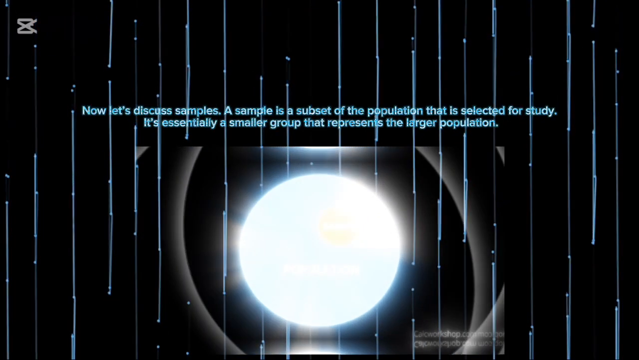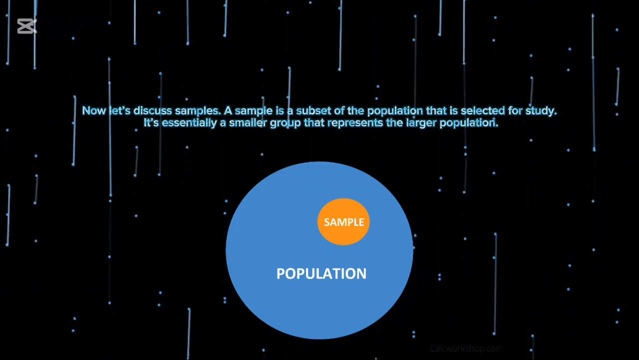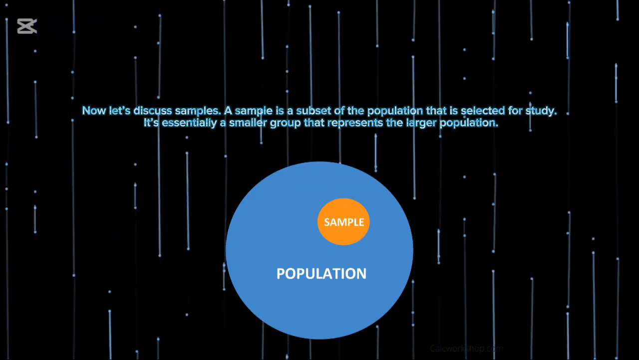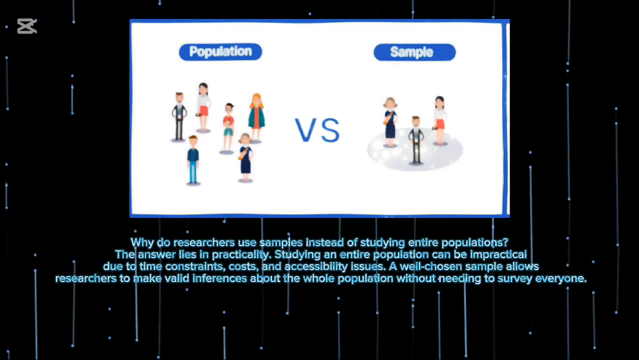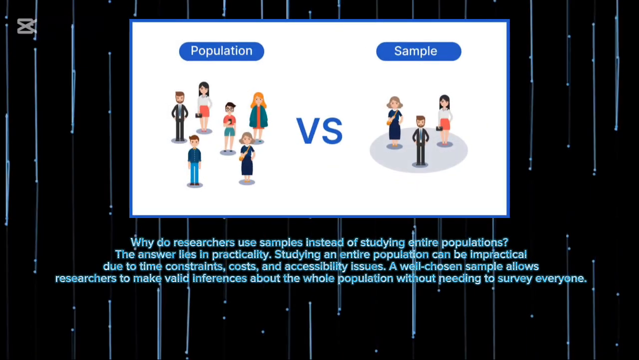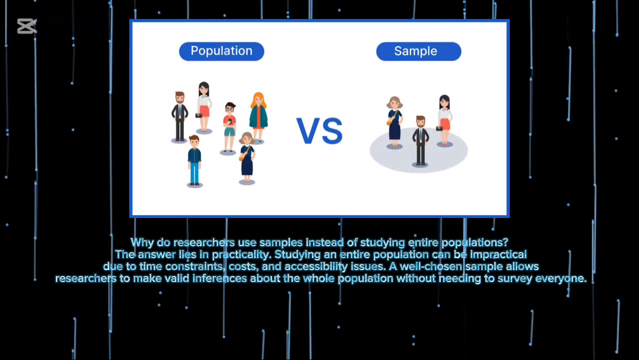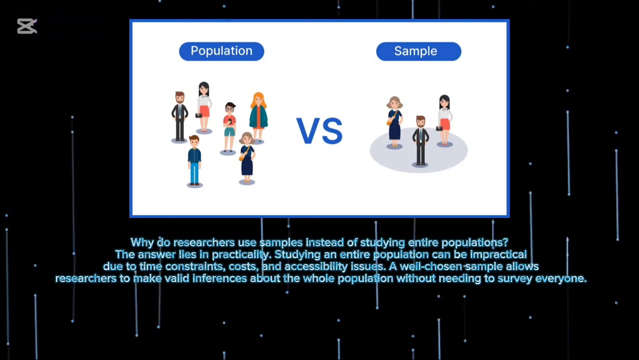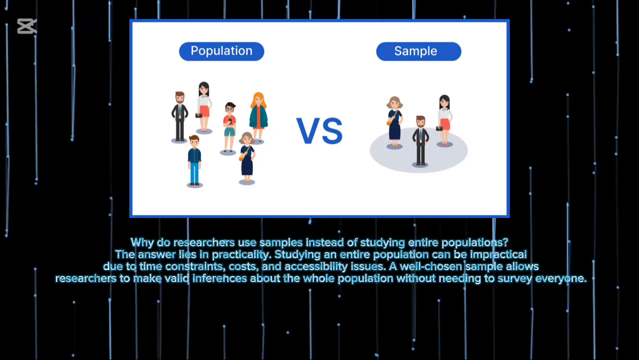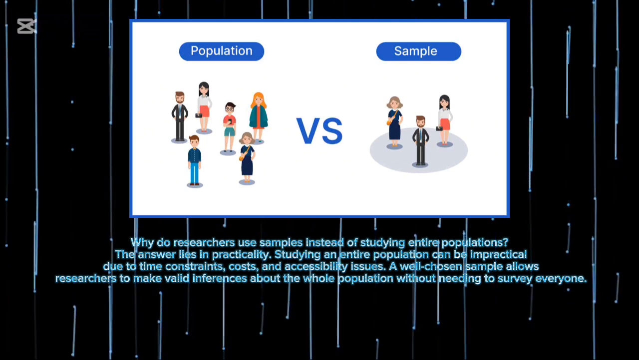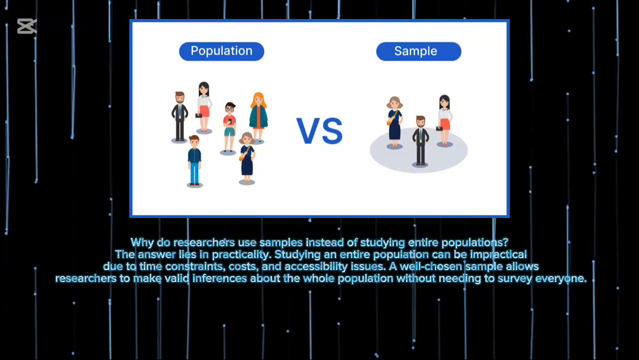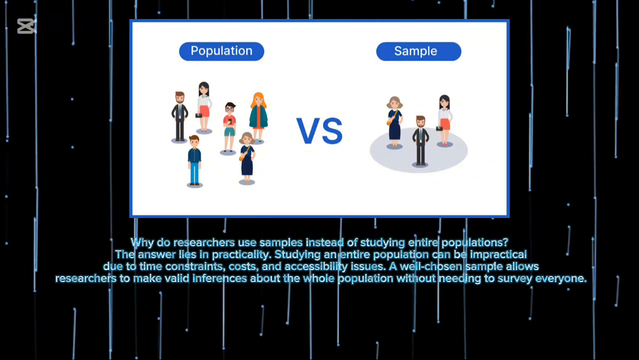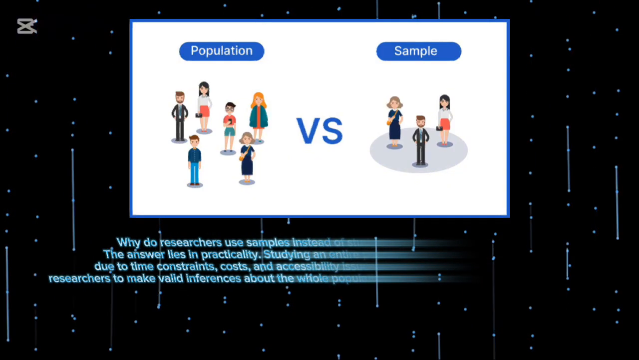Now let's discuss samples. A sample is a subset of the population that is selected for study. It's essentially a smaller group that represents the larger population. Why do researchers use samples instead of studying entire populations? The answer lies in practicality. Studying an entire population can be impractical due to time constraints, costs, and accessibility issues. A well-chosen sample allows researchers to make valid inferences about the whole population without needing to survey everyone.